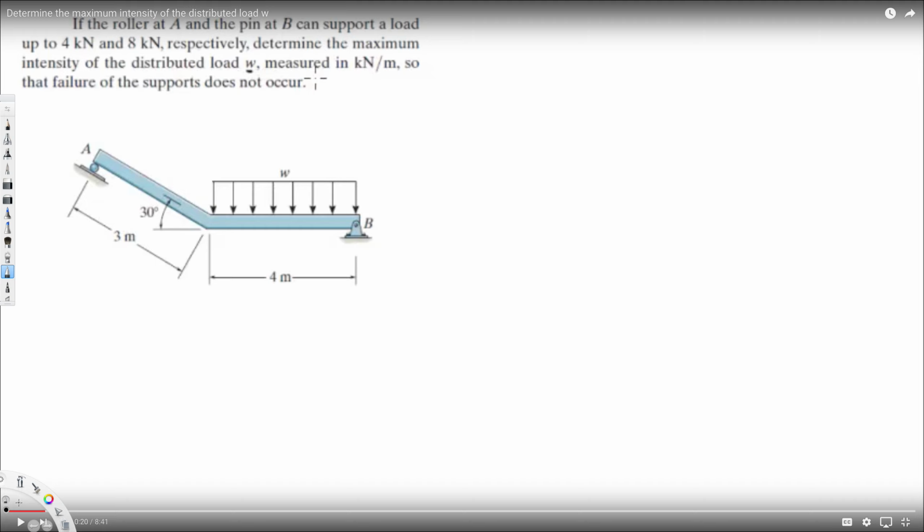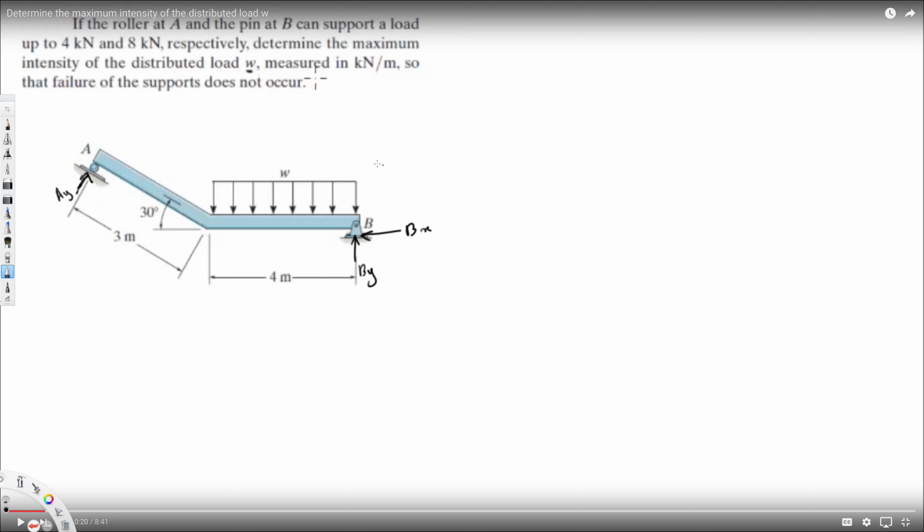So first of all, we have to put the forces acting on it. So first of all, we are going to have A. They are saying A is the roller and B is the pin. So A is going to have one force right here, let's call this one Ay, and B is going to have two forces, By and Bx.